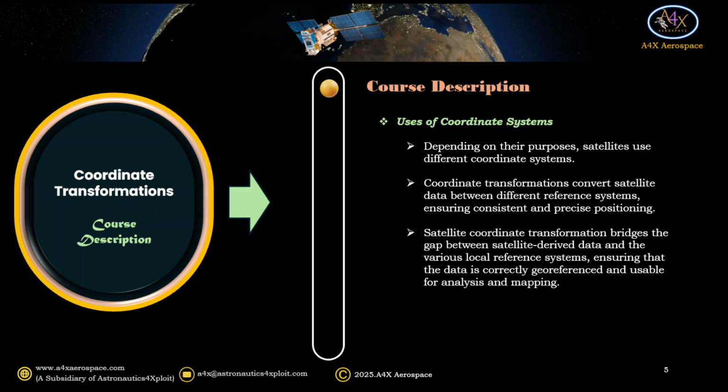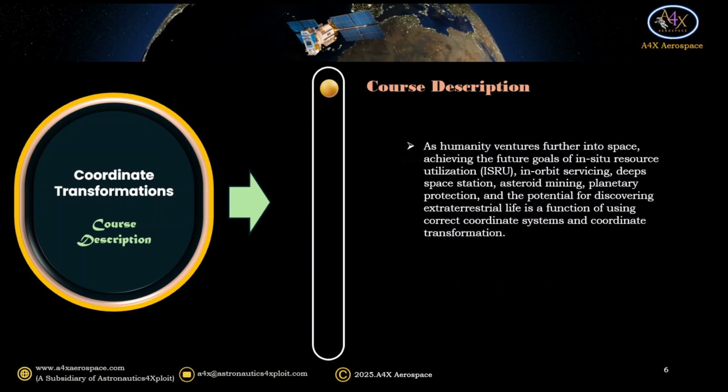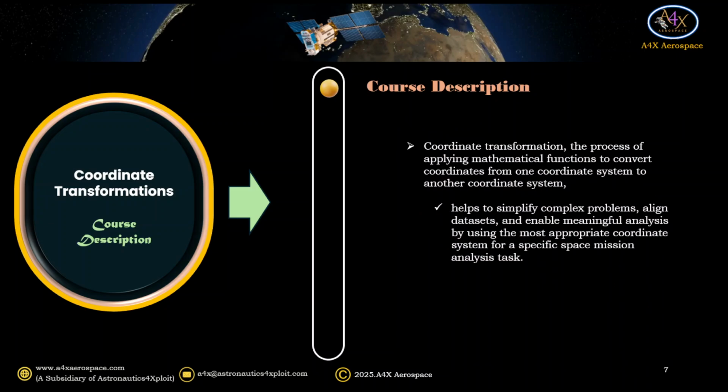Satellite coordinate transformation bridges the gap between satellite-derived data and the various local reference systems, ensuring that the data is correctly georeferenced and usable for analysis and mapping. As humanity ventures further into space, achieving the future goals of in-situ resource utilization, in-orbit servicing, deep space station, asteroid mining, planetary protection, and potential for discovering extraterrestrial life is a function of using correct coordinate systems and coordinate transformation.